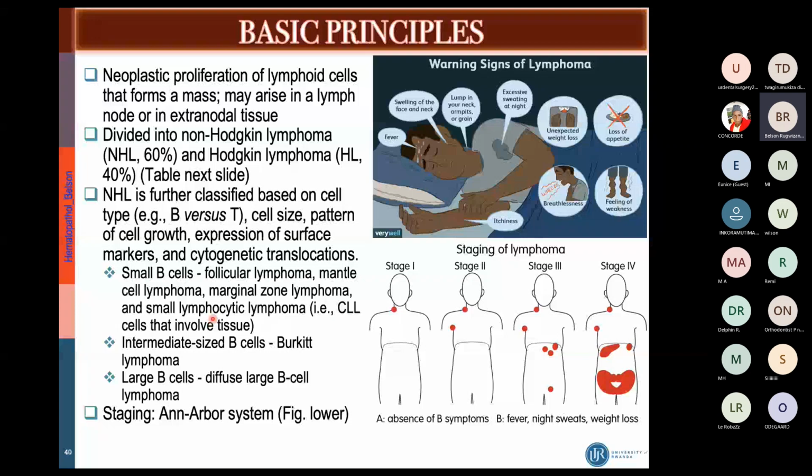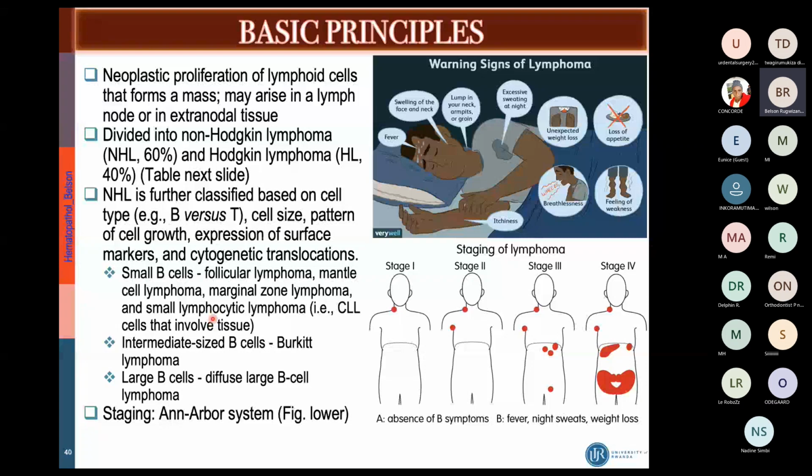So we have intermediate sized B cells. This is mainly seen in Burkitt lymphoma, but also lymphoblastic lymphoma and lymphoblastic leukemia, which are also intermediate. So the large cells, we call them large B cells, when it is B cell, of course. Because we also have anaplastic large cell lymphoma, which are T cells. We also see them, although they are not many.